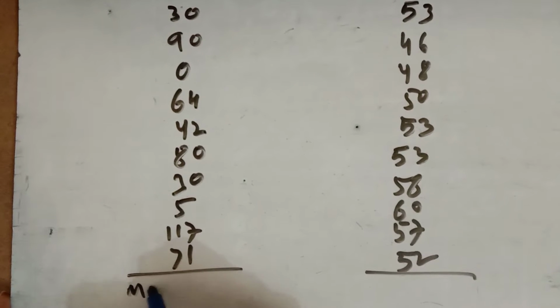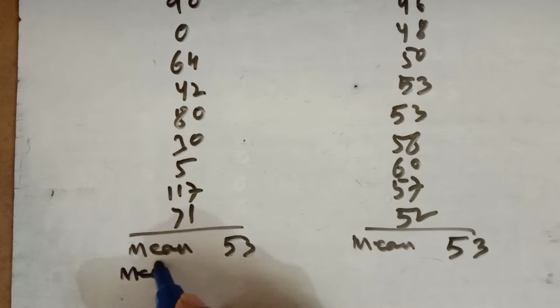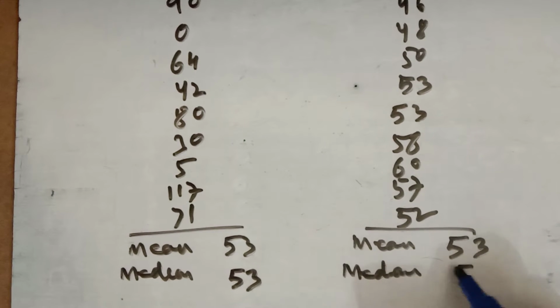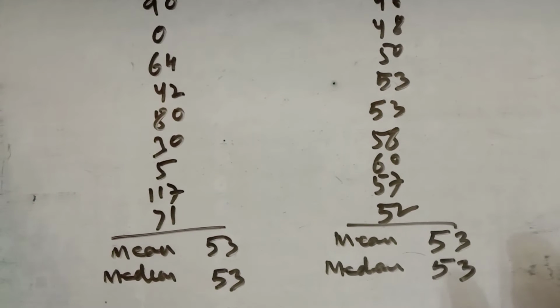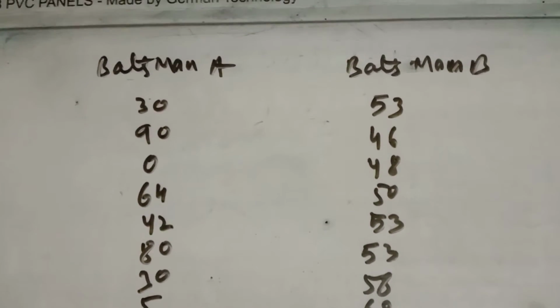If you find the mean, you will get the mean of the score by batsman A is 53, and the mean of batsman B, if you find it here, is also equal to 53. And if you find the median, you know how to find the median, you'll get again the median as 53, and the median of this data is also coming out to be 53. So this is the mean and median. Mean, median and mode are the central tendencies in this topic, statistics.